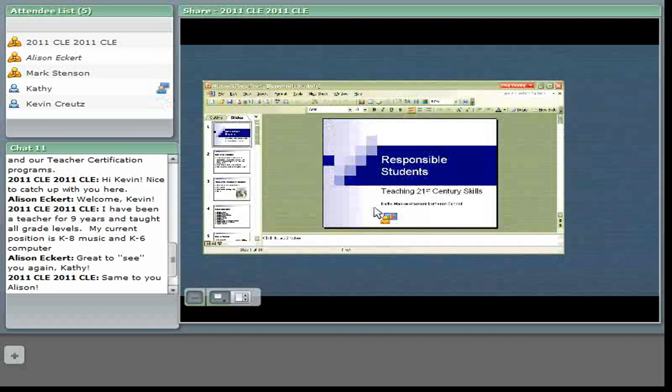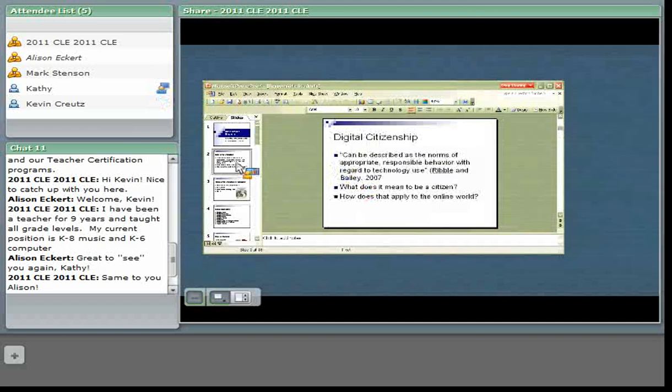Digital citizenship is something that within the last 2 years I started teaching with my computer students. I came across the term just in researching and things like that. The definition that I like the best is found in the Ribble and Bailey text that I'm going to talk about. It can be described as the norms of appropriate responsible behavior with regard to technology use.